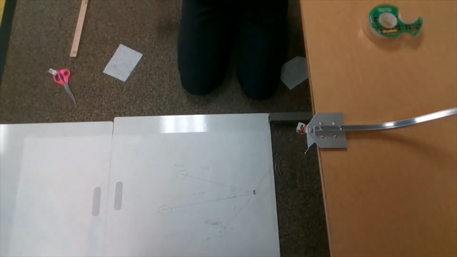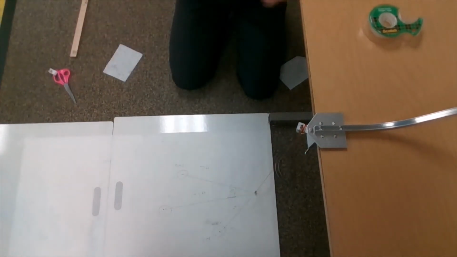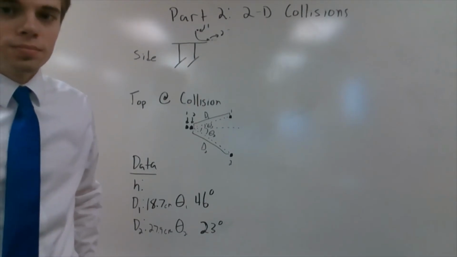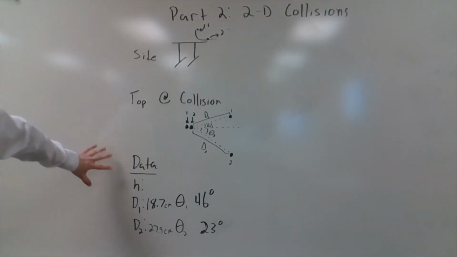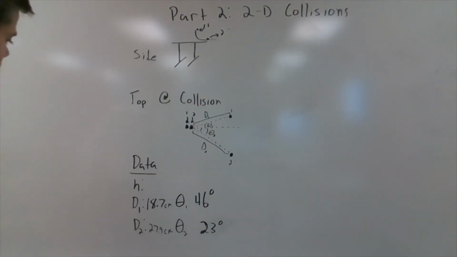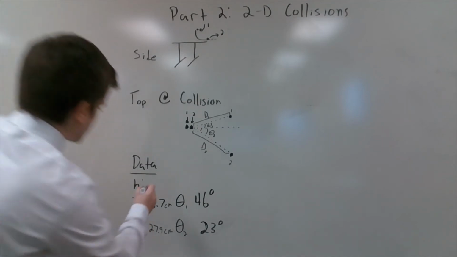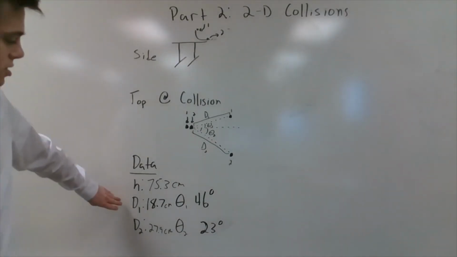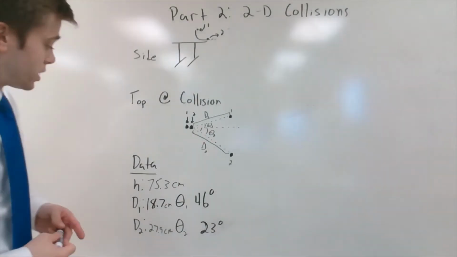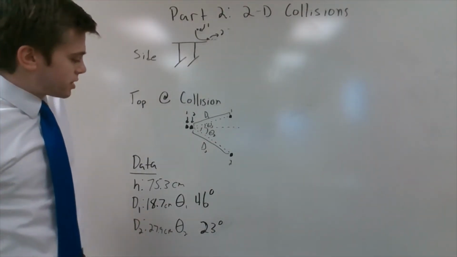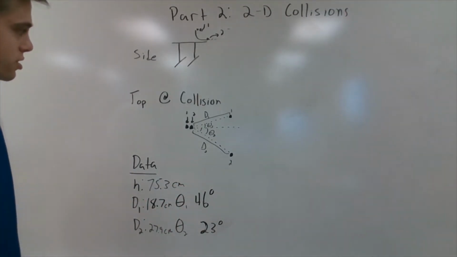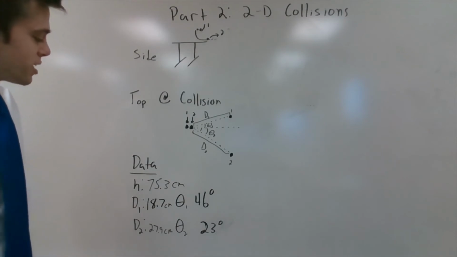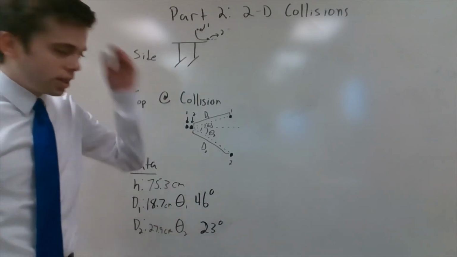Now that we have those angles recorded, we're going to head back over to our data table so that you can see it more clearly. Now that we're back, here is all of our data. Our height, once again, is the same as it was in trial 1, which was 75.3 centimeters. Our distance 1, or the distance that ball 1 traveled, is 18.7 centimeters, and the angle that it makes is 46 degrees. For ball 2, we traveled 27.9 centimeters, and our angle is 23 degrees.